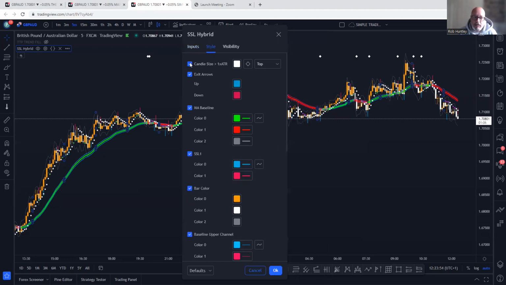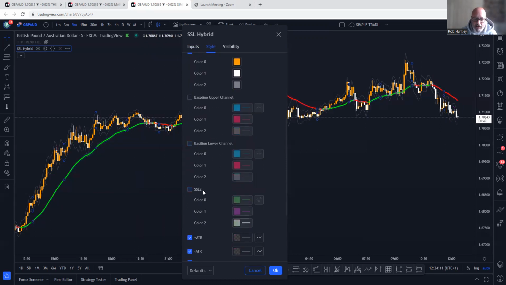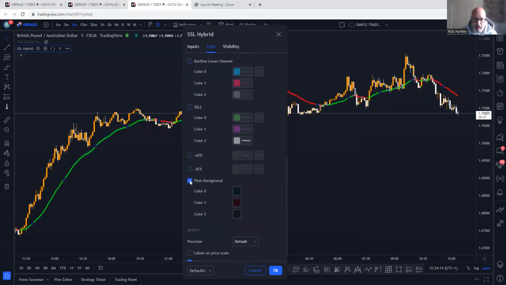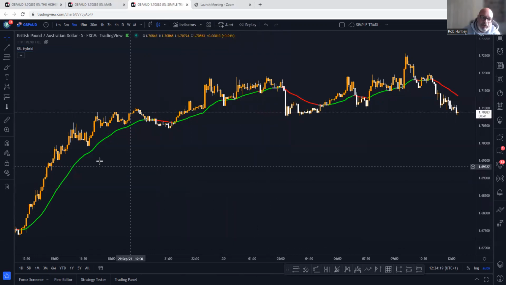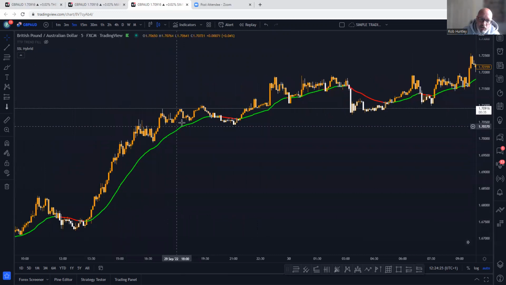Then go through the style and untick everything apart from MA baseline, and then you can change that to whatever colors you want. Bar color I have changed to my orange and white that I use for my ordinary candles, and then just untick everything else. So it should look like that. We've basically got a color for bullish moves, and that's green obviously, and red for bearish moves. So you can see when price is above that, just stick with it.